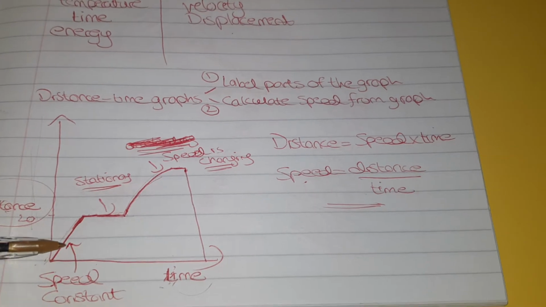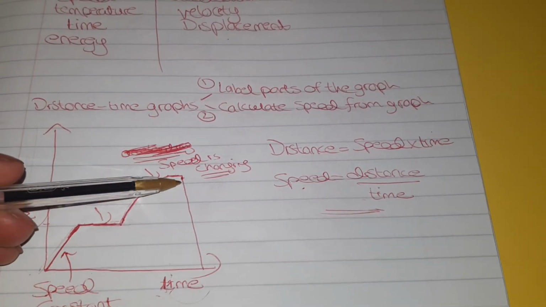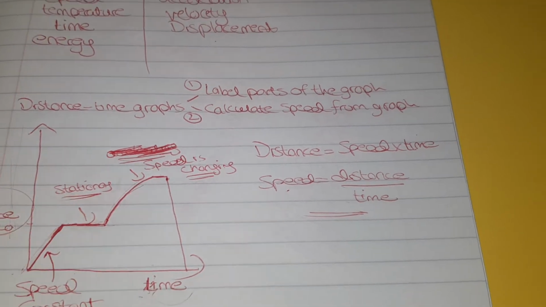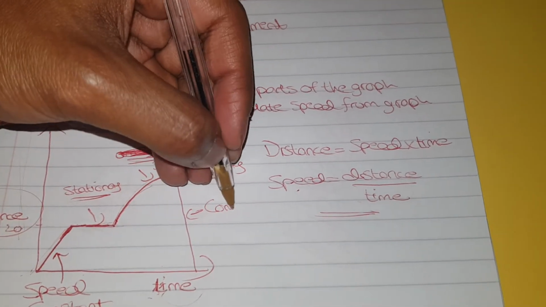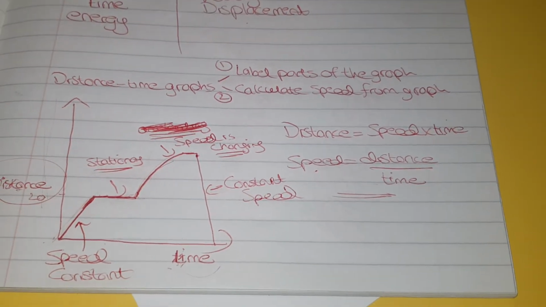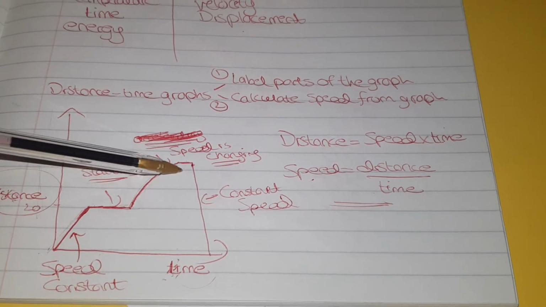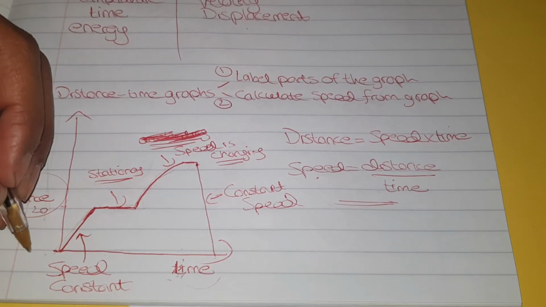So once again, constant speed looks like this. Changing speeds is when you have a non-straight line, like a curved line. But here we have another straight line, so what we can say is constant speed again. And if they ask you to describe the motion here, you're traveling at a constant speed back to where you started from, because remember, the bottom is your distance 0.